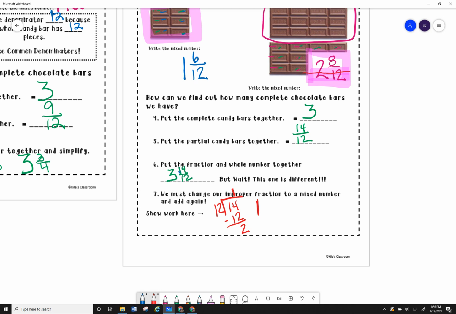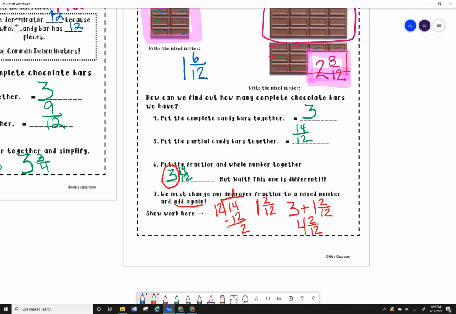So I have one whole candy bar I'm able to make, which we can see in our picture up here. I was able to make this one whole candy bar here, but I have this extra part sticking out. And that extra part sticking out, I have 2 pieces left over out of the 12 I need to make a whole candy bar. So I have 1 and 2 twelfths. I've got this 3 here I haven't dealt with. So we're going to add again. We're going to add my 3 that I haven't dealt with plus what was my improper fraction, which is now a mixed number. I'm going to add those together. 1 plus 3 is 4, and I have the 2 twelfths.